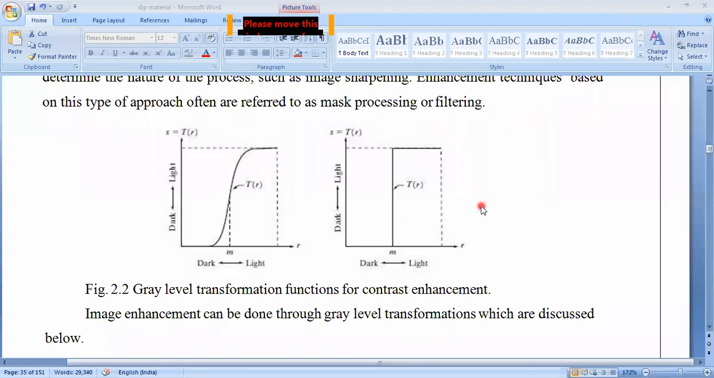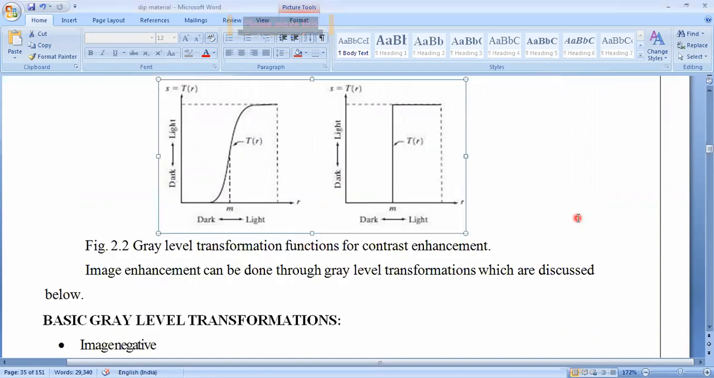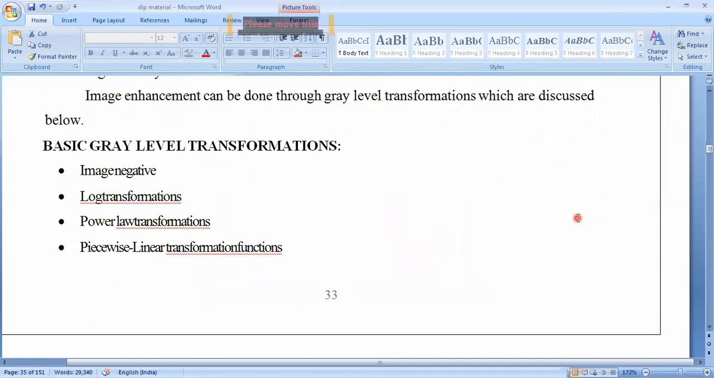Pixels nearer to black are converted completely to black, and pixels nearer to white are converted into white pixels. So instead of a gray image, we are going to get a pure black and white image. So it is a transformation. Now you see different gray level transformations. We have different gray level transformations.